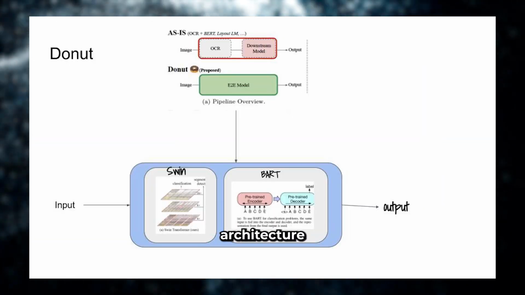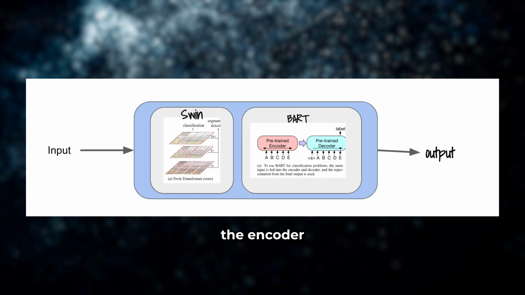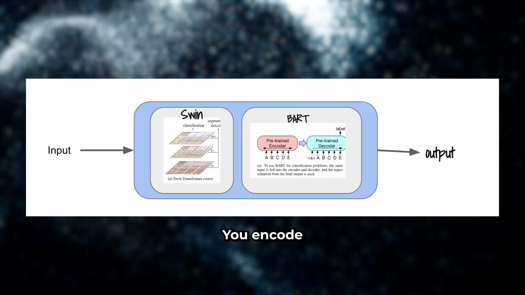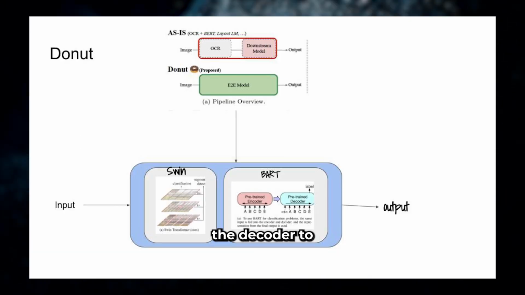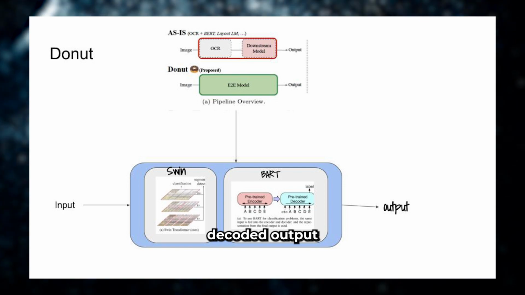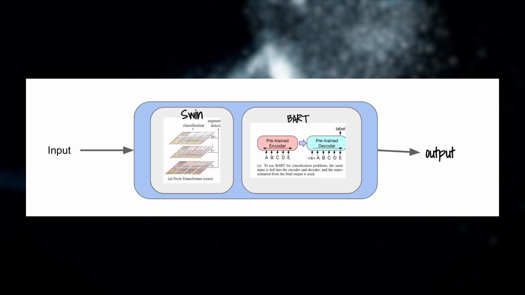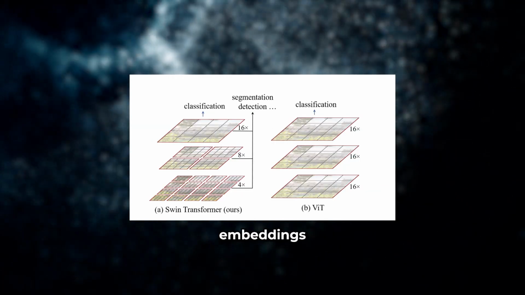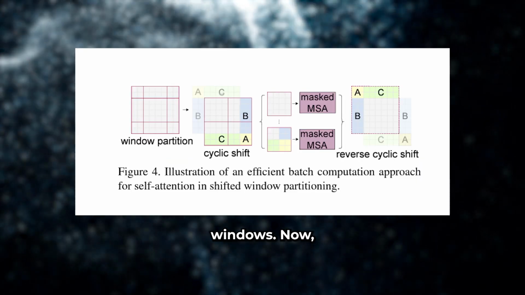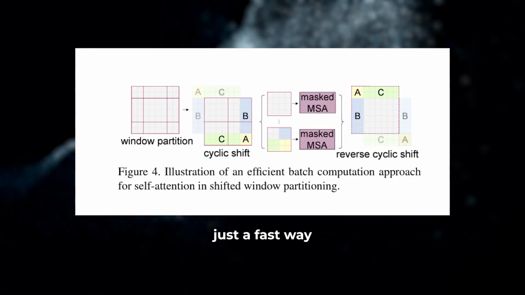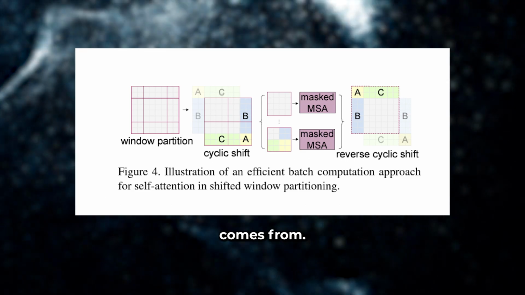Let's actually talk about the architecture of Donut. The Donut architecture is built with two main components, the encoder and the decoder. Encoder, as it sounds, you encode an image and get an embedding, and then you pass it onto the decoder to then get a decoded output in a JSON format. Now, how does the encoder work? It's simply a Swin transformer to generate embeddings. A Swin transformer is a type of vision transformer with shifted windows. This is essentially just a faster way to generate image embeddings, and that's what the whole efficiency of Donut really comes from.